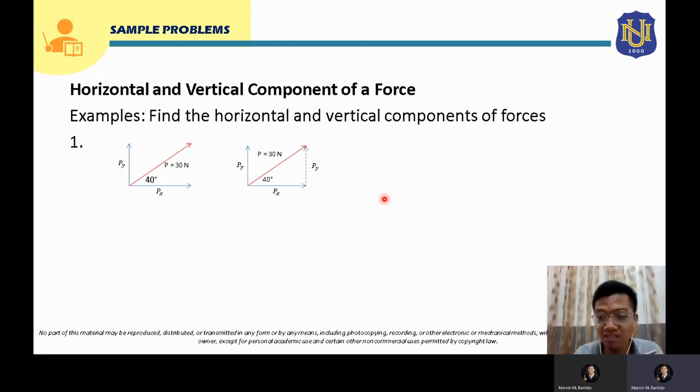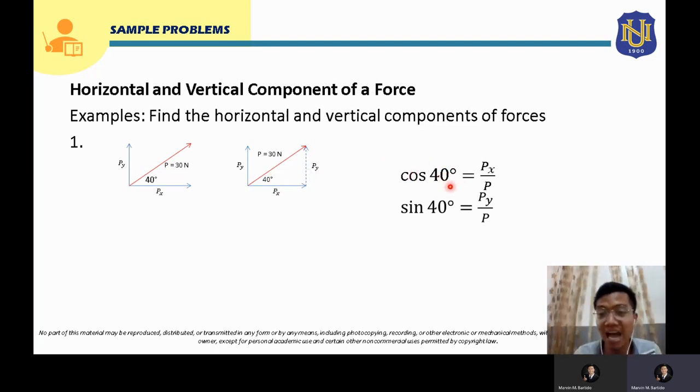From SOHCAHTOA, let's say cosine theta, where theta is 40 degrees. So cosine 40 degrees, that will be CAH, adjacent side over hypotenuse. In this triangle, your adjacent side is Px, so that will be Px over your hypotenuse, which is P. That will be the equation for cosine 40 degrees.